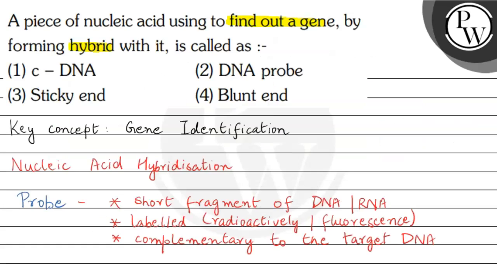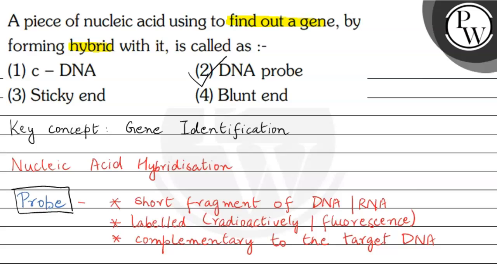So now if we come back to the question, it says that the piece of nucleic acid which will be used to find out a gene. So we are finding out the gene with the help of a nucleic acid hybridization method, and this piece of nucleic acid is forming a hybrid. So we saw that probe is the molecule which forms the hybrid with the nucleic acid sequence. So this DNA probe will be the final answer. So option 2 will be the right answer because DNA probe is the one that is used to identify a gene with the help of nucleic acid hybridization by forming a hybrid with the target sequence.